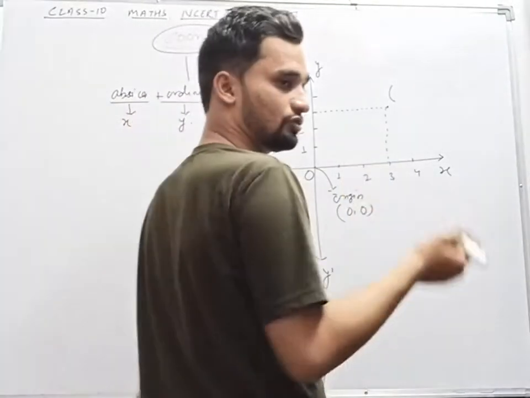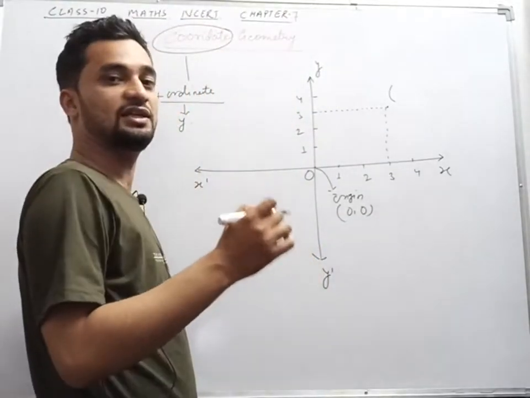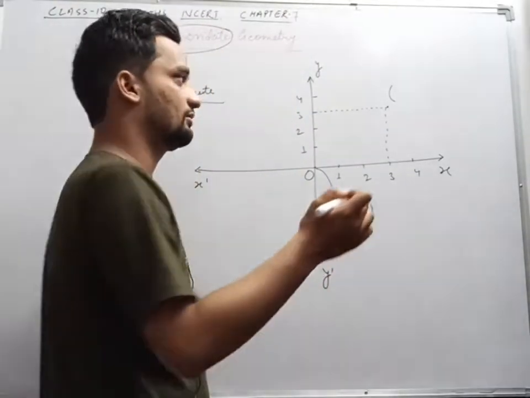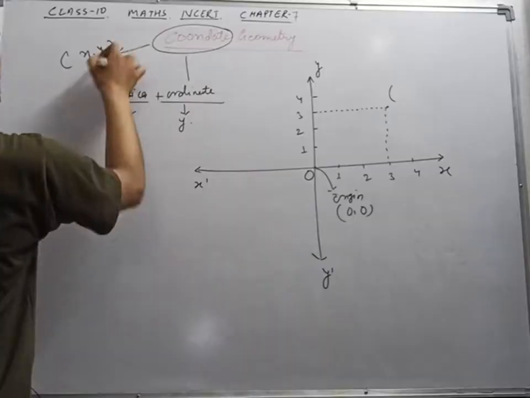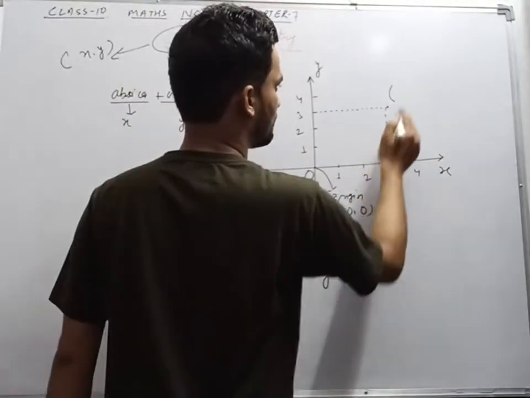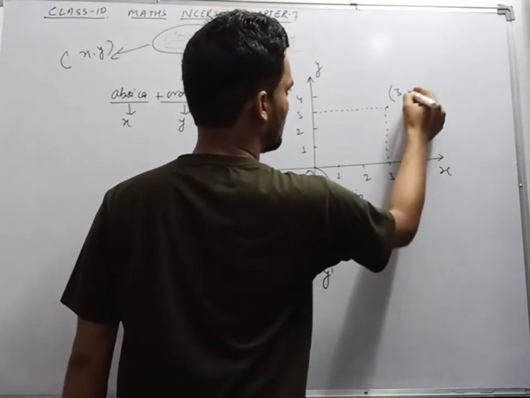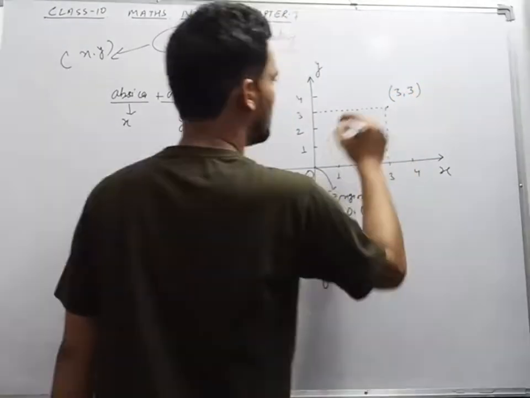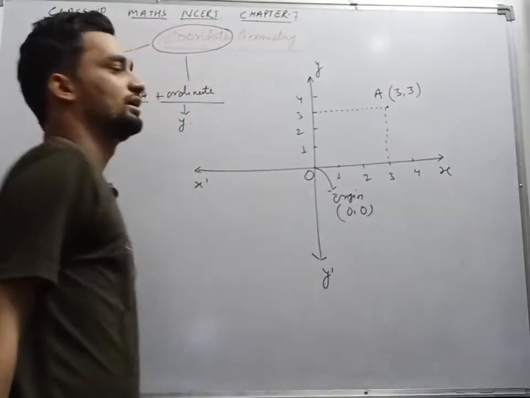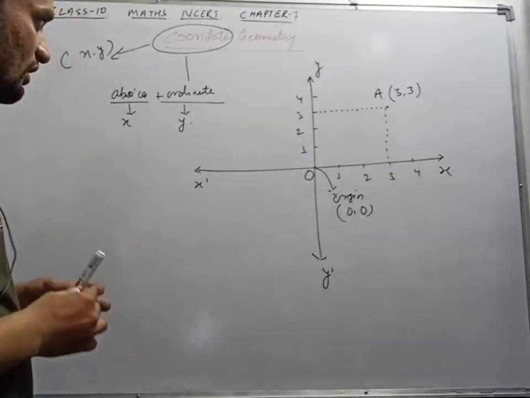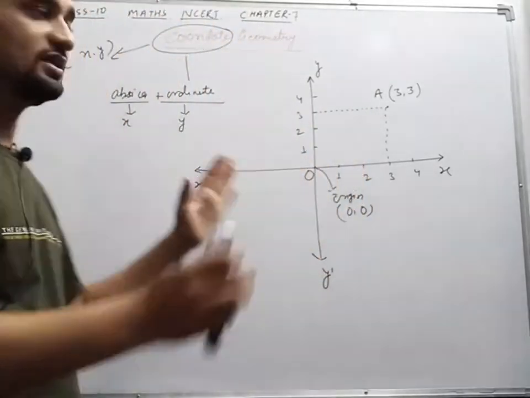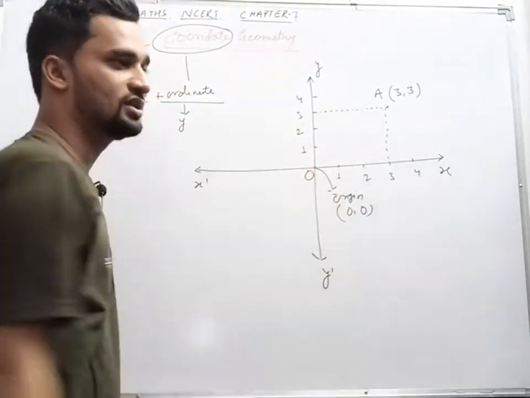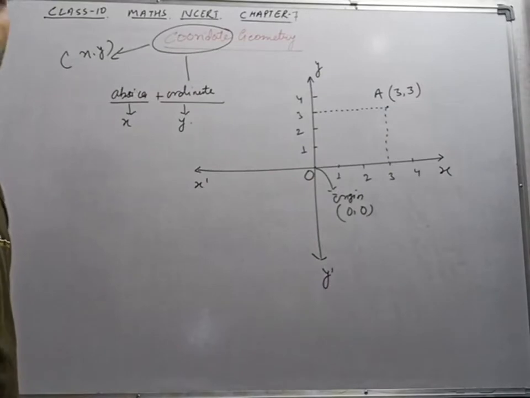Generally we write the x value first, then the y value, because a coordinate is always in the form x comma y. So here the value of x is 3, and the value of y is 3. So both are 3. Suppose this is a point A. Like this, we represent these coordinates in a plane, and all this is known as coordinate geometry.